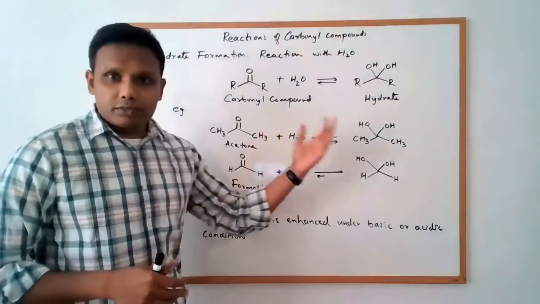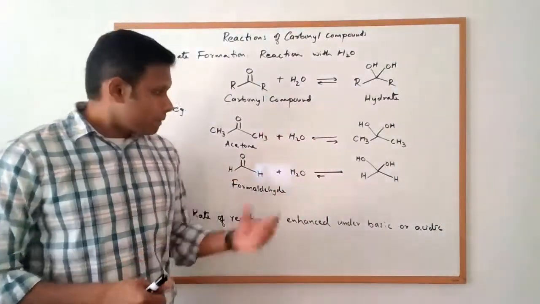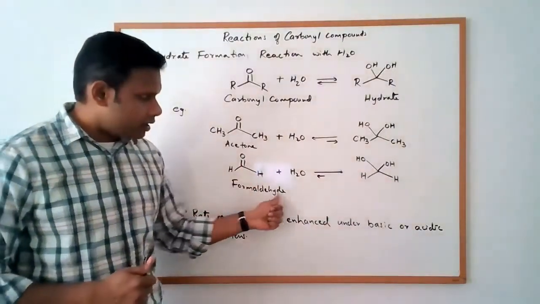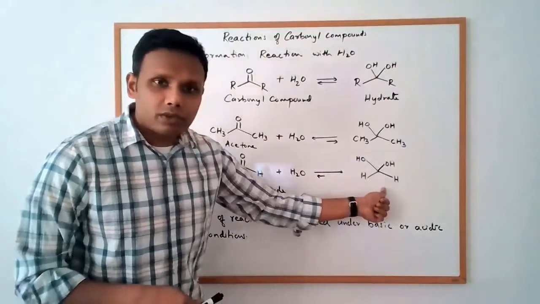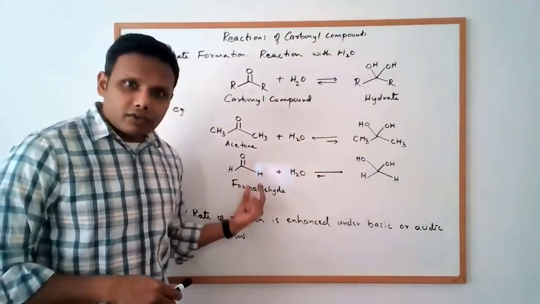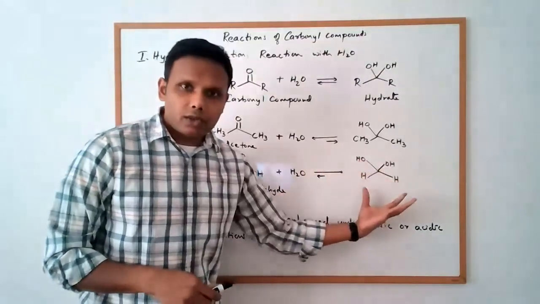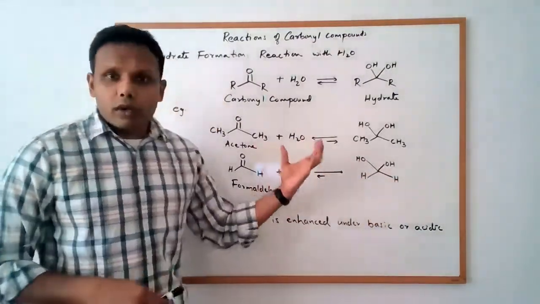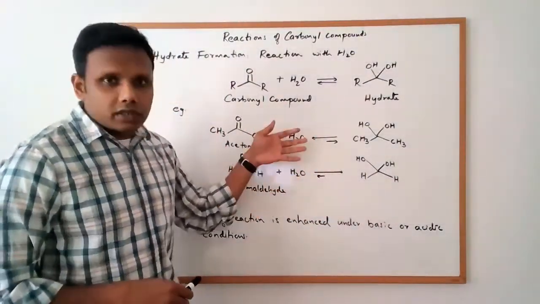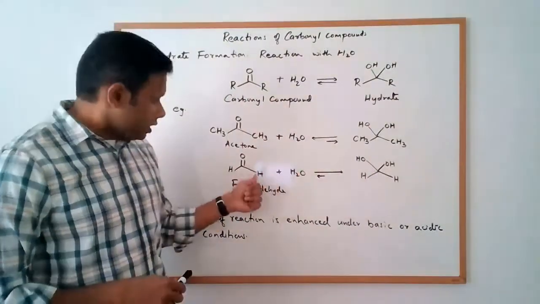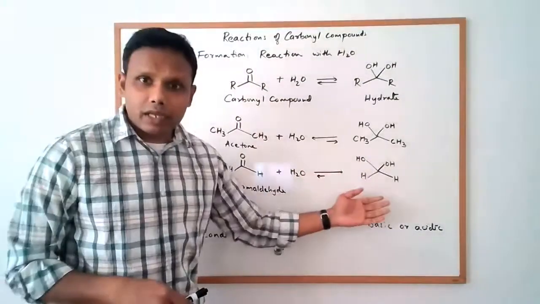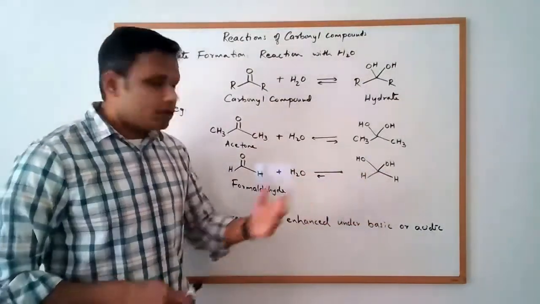Aldehydes are going to participate more favorably in this reaction. For a very simple aldehyde like formaldehyde, the equilibrium actually favors the hydrate, as you can see from these arrows. So there's less of the formaldehyde and more of the hydrate at equilibrium. I'm not quantifying these things, as it really depends on the particular ketone or aldehyde. In the case of formaldehyde, this is a highly favored reaction, so you might get upwards of 90% of the hydrate under these conditions.